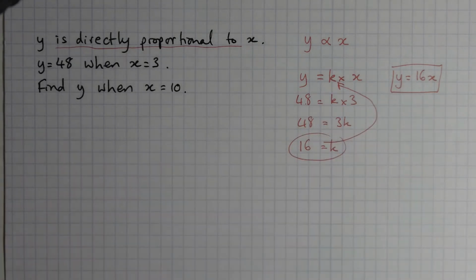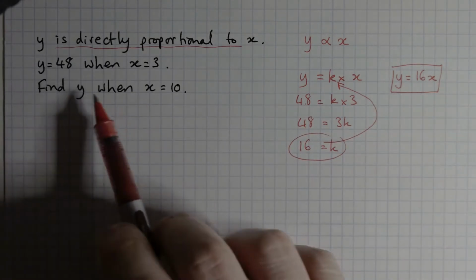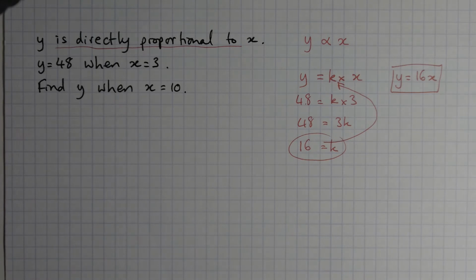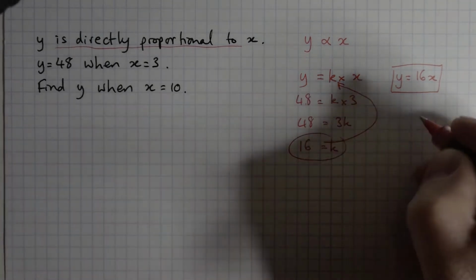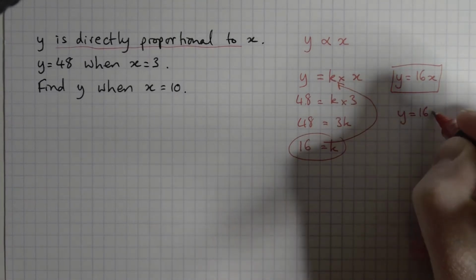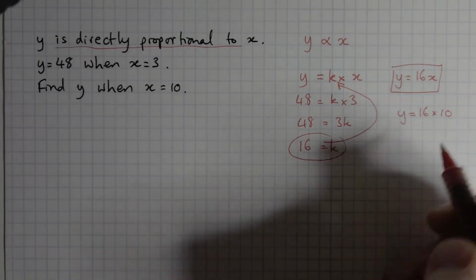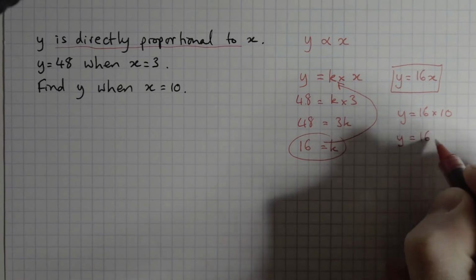I can now use this for anything else that I want. So this one here is now easy. Find y when x equals 10. Easy peasy. I just substitute x equals 10 into this equation here. So y equals 16 times 10. And I know that 16 times 10 is 160.